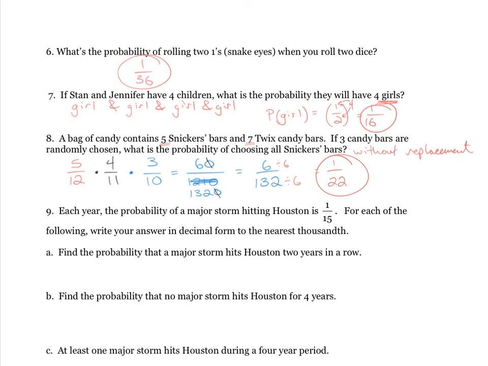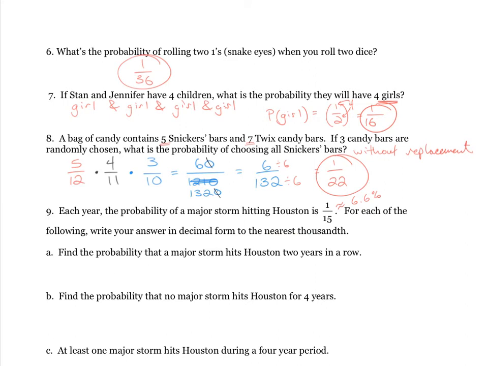All right, number 9. Each year, the probability of a major storm hitting Houston is 1 over 15, and that is right near, for anybody who's interested, about 6.6%. So it sounds like a small chance, and let's see what happens. For each of the following, we'll write our answer in decimal form to the nearest thousandth. Okay, so let me double check here.